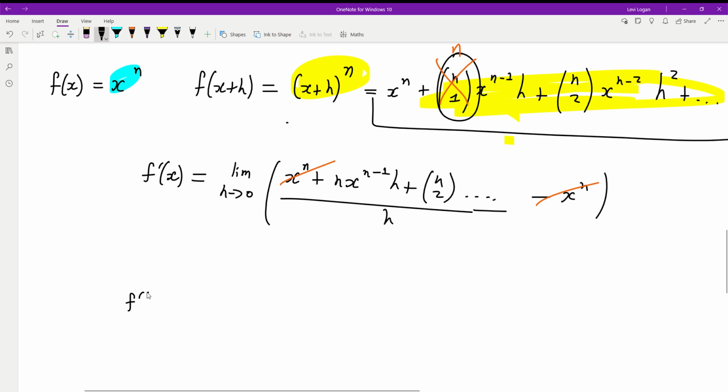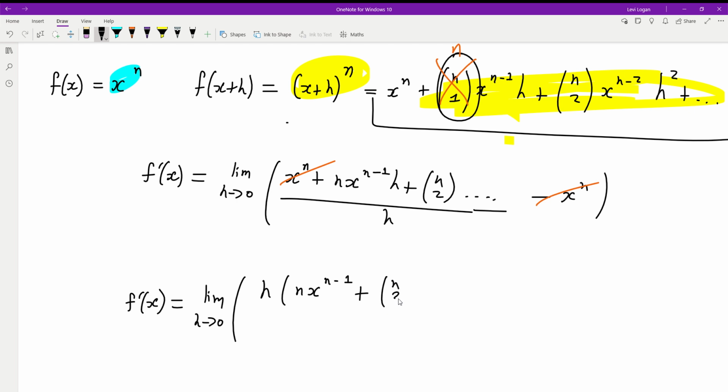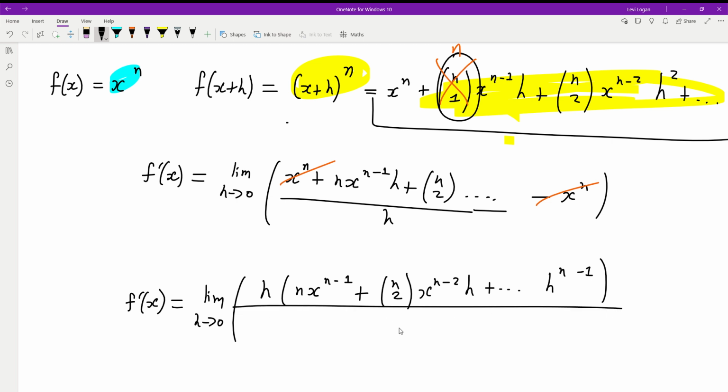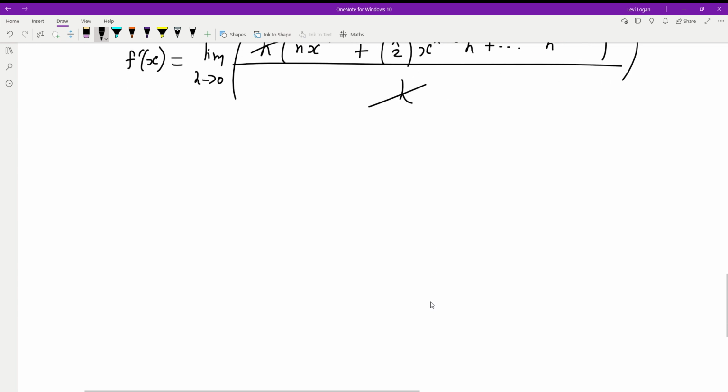So I'll get f dash of x is the limit as h goes to 0, and I can factor out an h out of all of them. This will just be n times x to the n minus 1, plus n choose 2 of x to the n minus 2, and this will be times h now, plus so on and so forth. And the final term will be h to the n minus 1, all over h, and that h can cancel out, so we won't have a divide by 0 anymore.